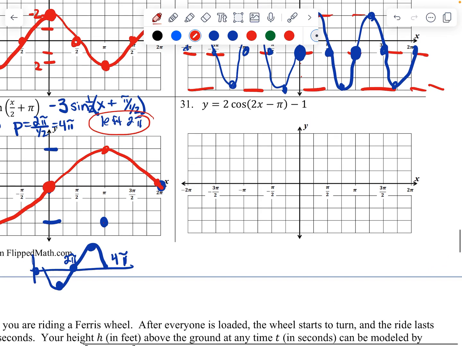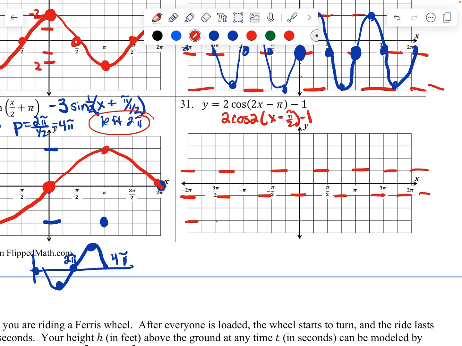All right, and this last one. So we have 2 cosine of 2x minus pi over 2, minus 1. So our midline is -1. We go up 2 and down 2. Our period, 2 pi over 2, is pi, and to the right, pi over 2.